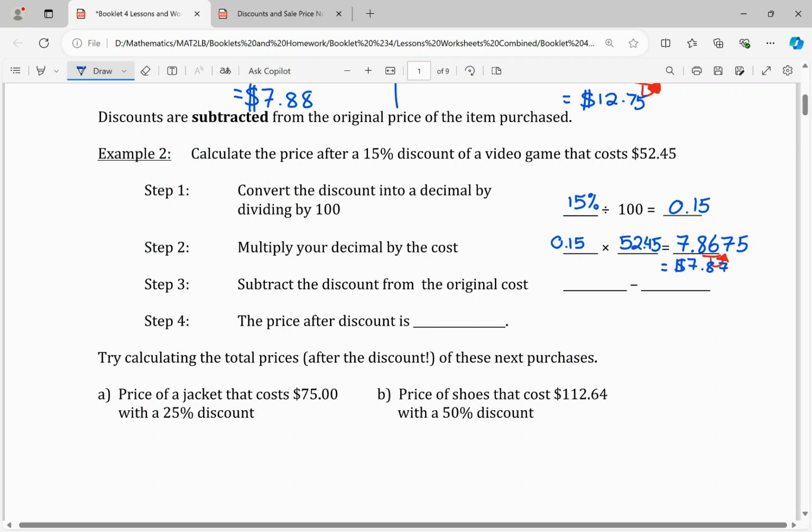Now all we're doing is adding an extra step here. It's great that I'm saving $7.87, but how much am I paying? So I'm going to take the $52.45. I'm going to subtract off the amount that I'm saving, and my price after the discount is going to be $44.58.